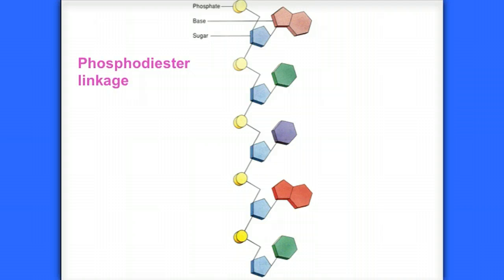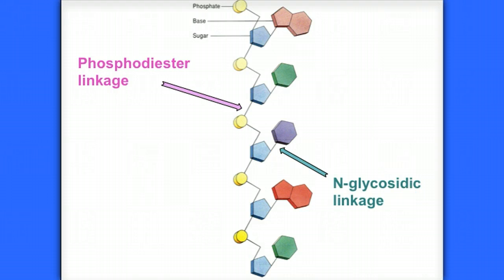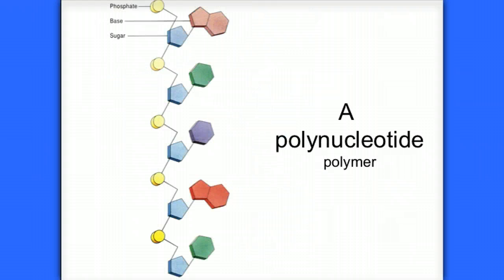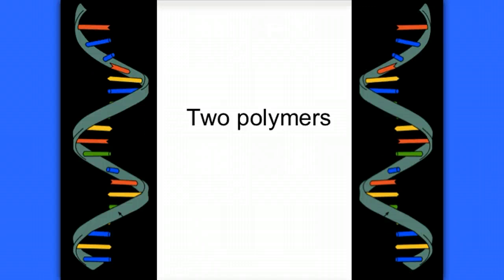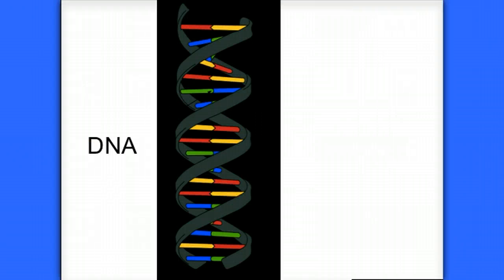Let's have a look at those phosphodiester linkages. Here, with an arrow, it has been designated to happen between the sugar and a phosphate, and you have another kind of bond between sugar and the bases that is called N-glycosidic linkage. So this polynucleotide polymer is one of them, and two of these join together to form what we call the DNA.